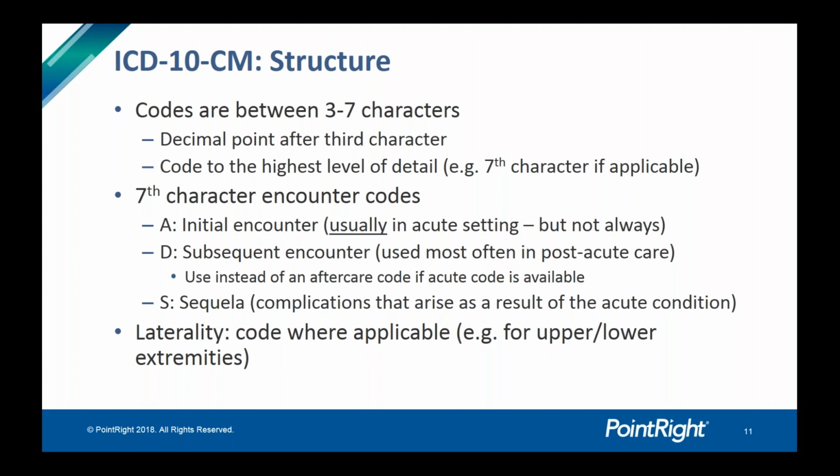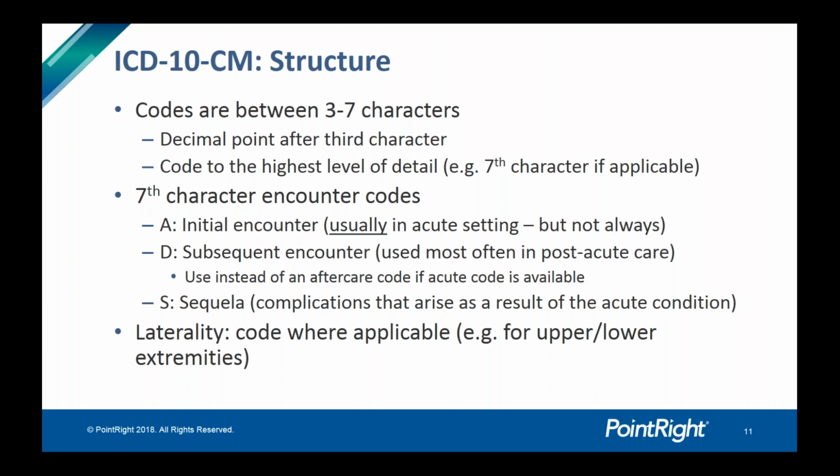So a letter A, for example, indicates the initial encounter for a specific condition, like a broken leg. Now, this is usually a code that is used in the acute care setting because that's the immediate treatment for that injury. But not always. Initial encounters can happen in post-acute care. You just don't see it as often. Subsequent encounters are what we usually see in post-acute care. So after I break my leg, let's say I have to go to rehab for some reason and get physical therapy, I would be capturing the subsequent encounter for my broken leg ICD-10 code.